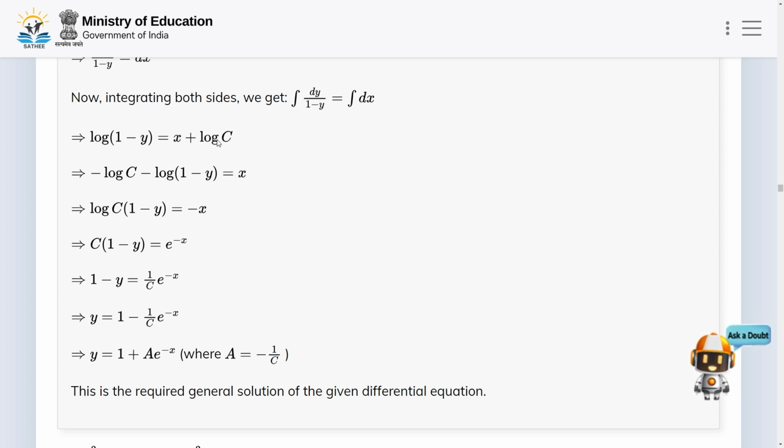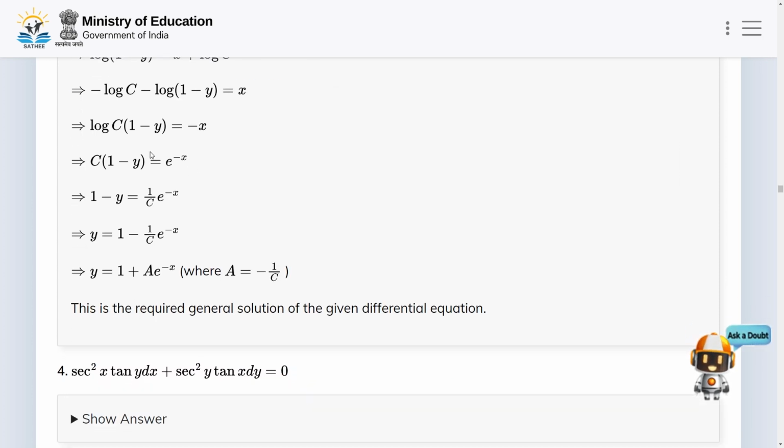Now take this log term to the left hand side. You will get minus log c minus log 1 minus y is equal to x. Now after using log properties, you can write it as log c multiplied by 1 minus y is equal to minus x. This means you can rewrite it as c multiplied by 1 minus y is equal to e power minus x.